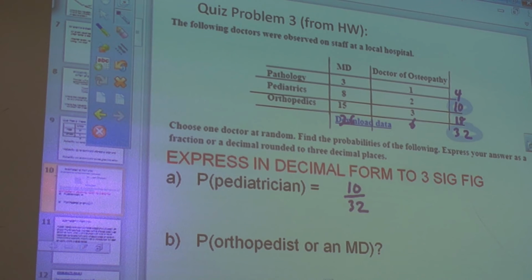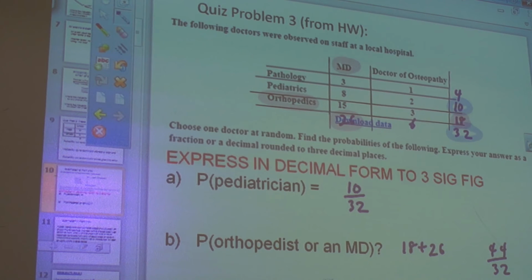What about being an orthopedist or an MD? So orthopedists, that's these guys. MDs, that's these guys. So, one first thought is, well, maybe if I add 18 plus 26, I get 44 out of 32. Can you have 44 out of 32 people be something? That's more than 100%. So that can't be right. What's up with that?